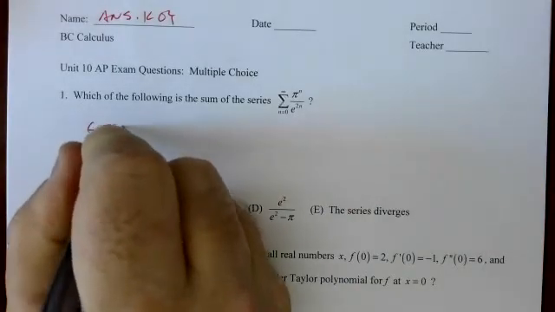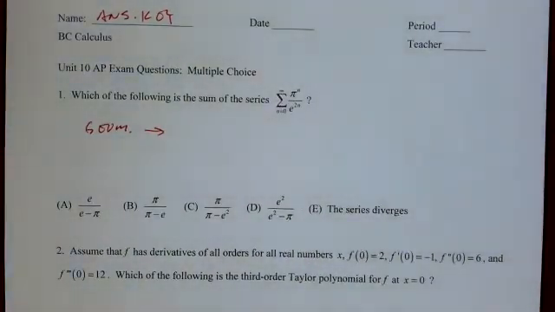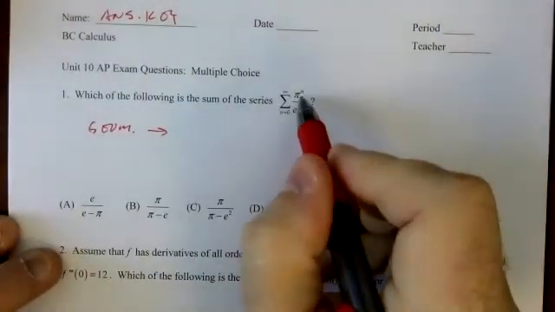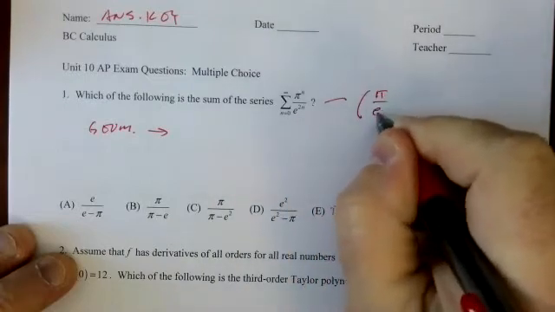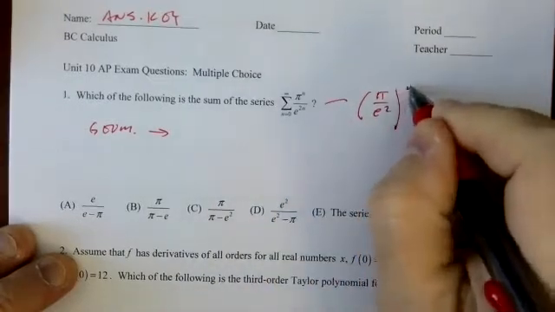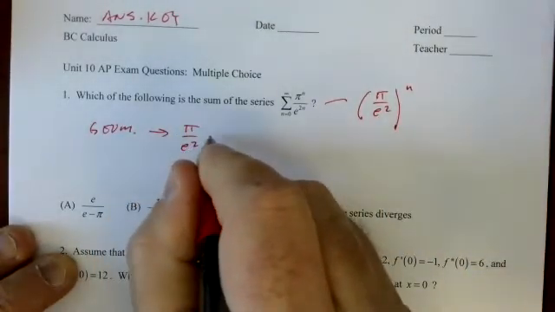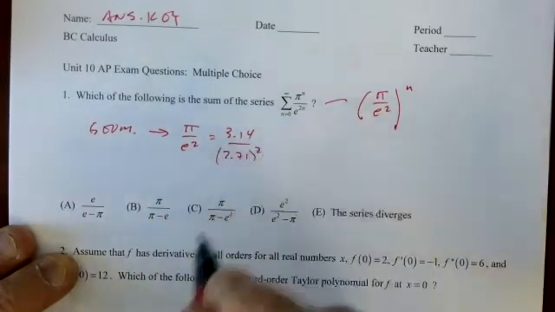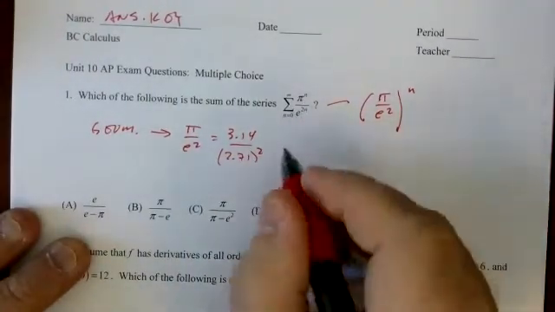So what are we multiplying by each time, back and forth? It's a geometric series, so what's the r value? So we look up here, and we could rewrite this as pi over e squared, careful now, to the n, meaning we're multiplying by pi over e squared, which is 3.14 over 2.71 squared. All right, we can sum it up. First term, plug in 0, it's 1.